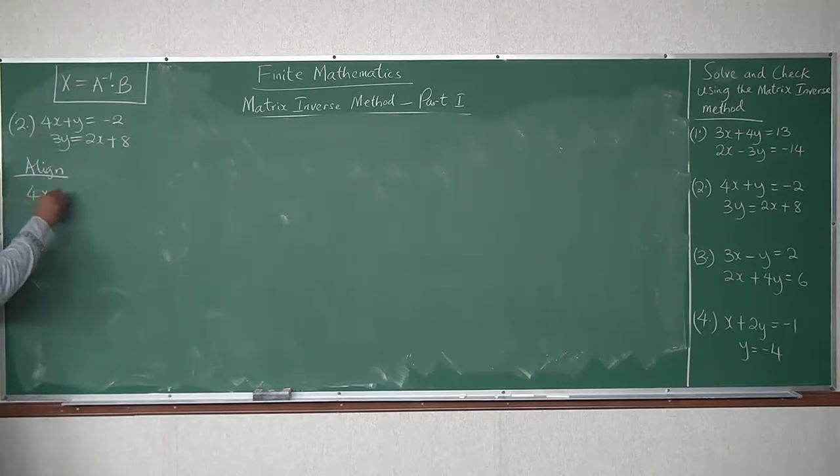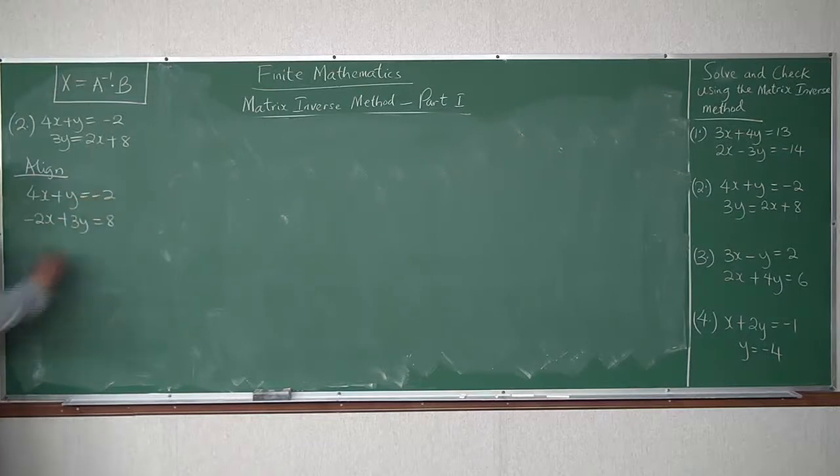4x plus y will be negative 2. Equation 1. Now if this guy comes over here, this is negative 2x plus 3y equal to 8. Now it is aligned, right? And it is complete. So let's get started.